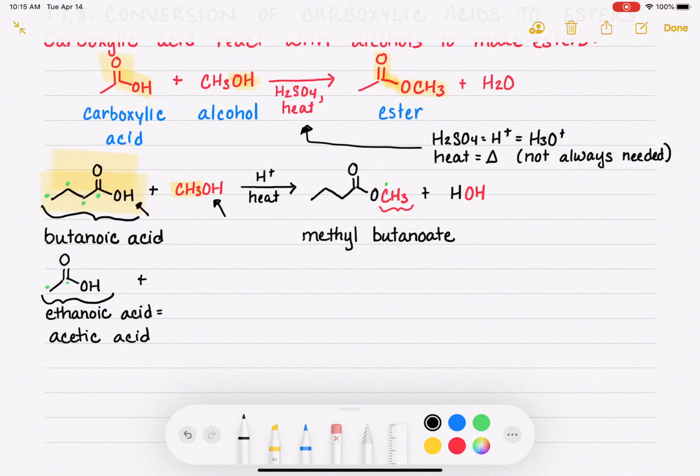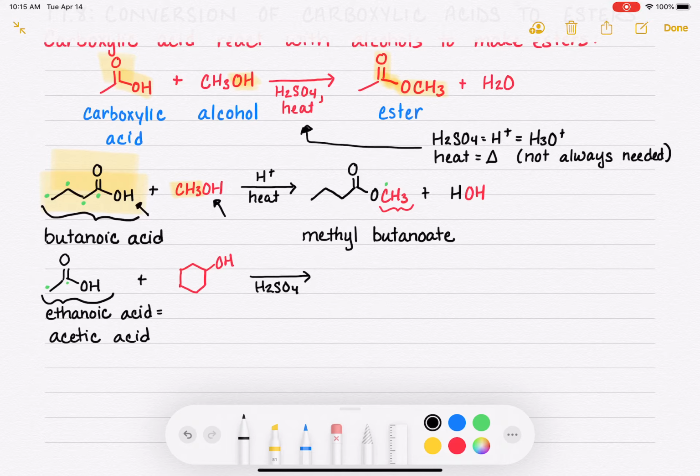And let's react this ethanoic acid with a big alcohol, this alcohol right here. And this time for the reactants, I'm just going to go H2SO4. I honestly don't know if this particular reaction requires heat. It might not, but on paper we're going to say it doesn't.